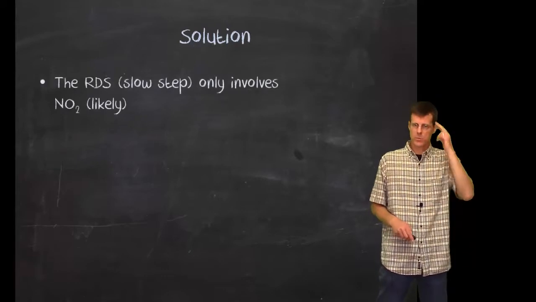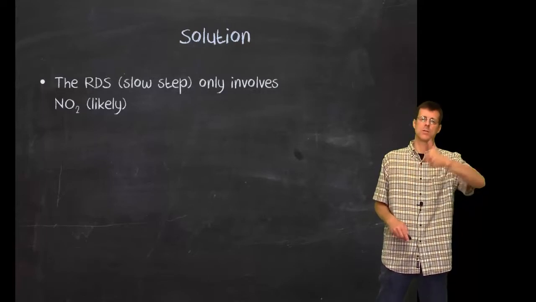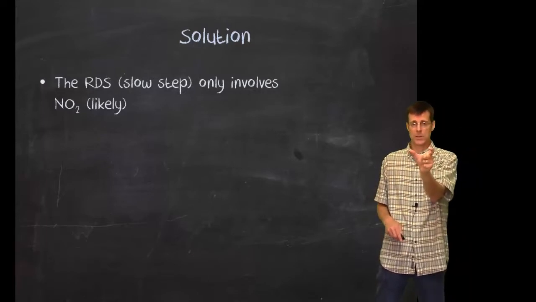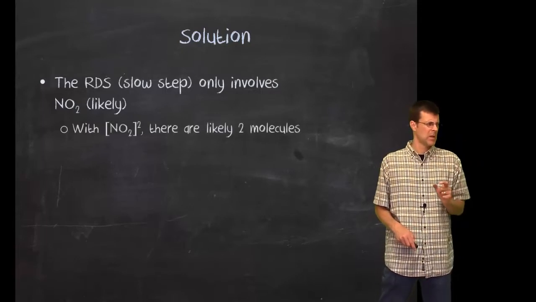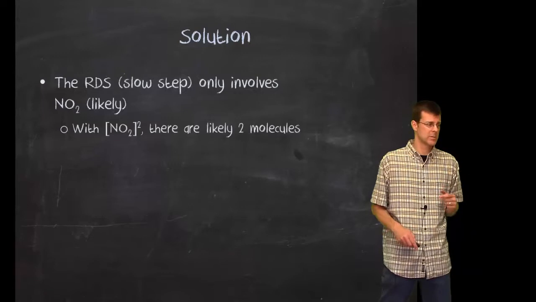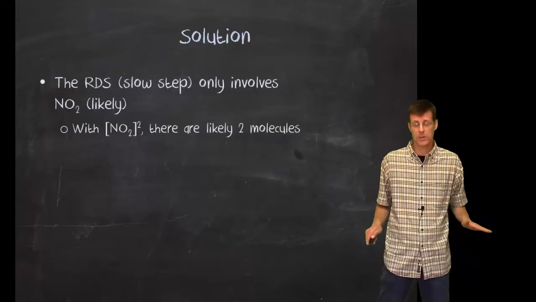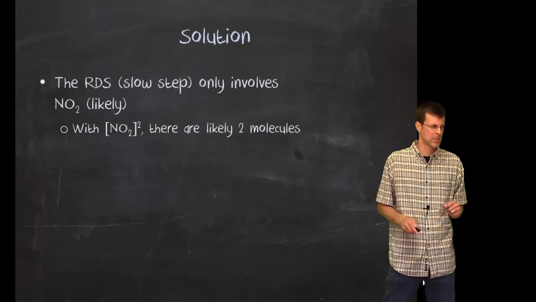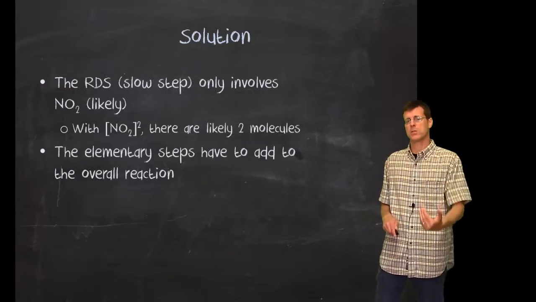As I work through the solution, what do I need to keep in mind? I need to keep in mind that the rate determining step is going to be reflected in the elementary step and in the rate law. They have to kind of look alike. And for this one, that means the rate determining step is only going to have nitrogen dioxide because that was the only thing in the rate law. Because of the exponent 2, that means that there's going to be 2 of them.